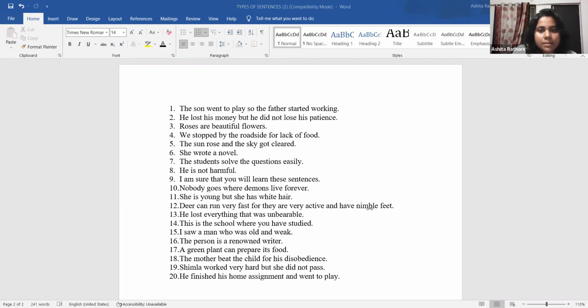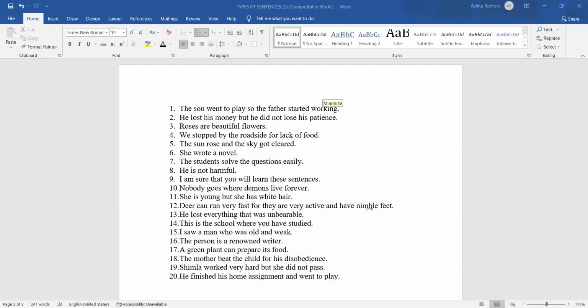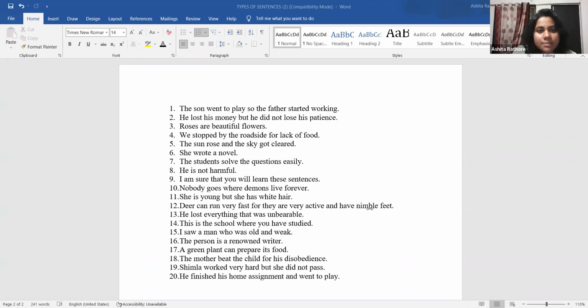Now, there are two people who joined in late, Astitva and Sanskriti. Are you both present here? All you have to do is say yes, ma'am.